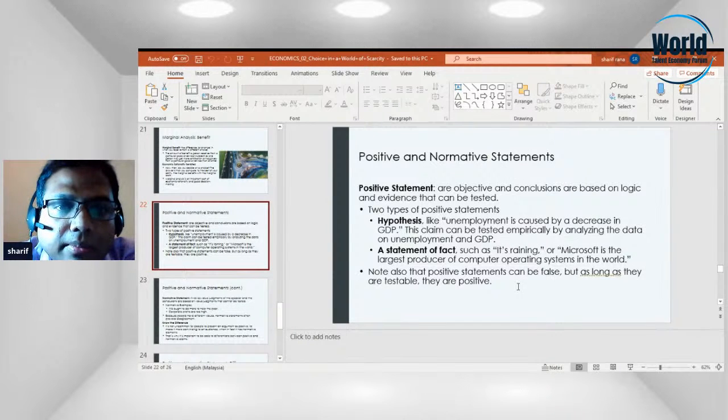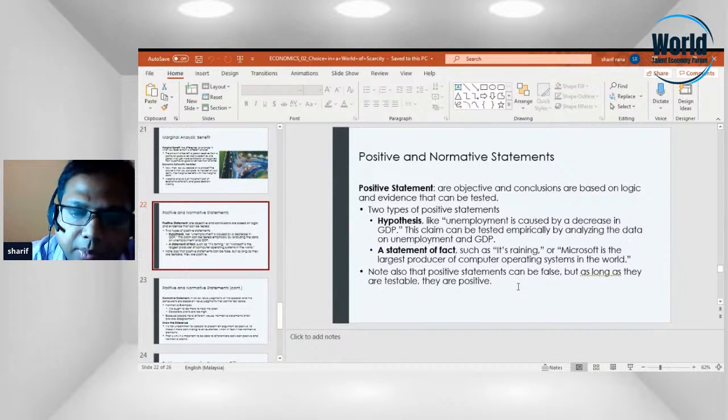Positive and normative statements. Positive statements are objective and their conclusions are based on logic and evidence that can be tested. Two types of positive statements. Hypotheses, like unemployment is caused by a decrease in GDP. The claim can be tested empirically by analyzing the data on unemployment and GDP. Statements of fact, such as it's raining or Microsoft is the largest producer of computer operating systems in the world. Note also that positive statements can be false, but as long as they are testable, they are positive.